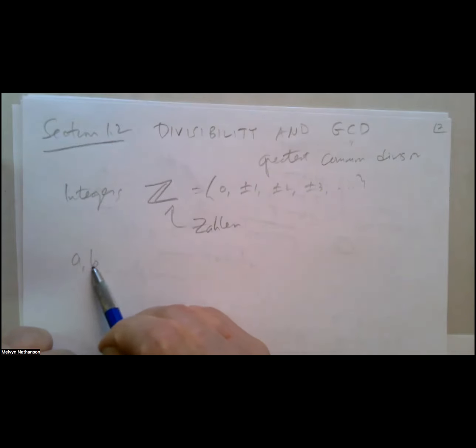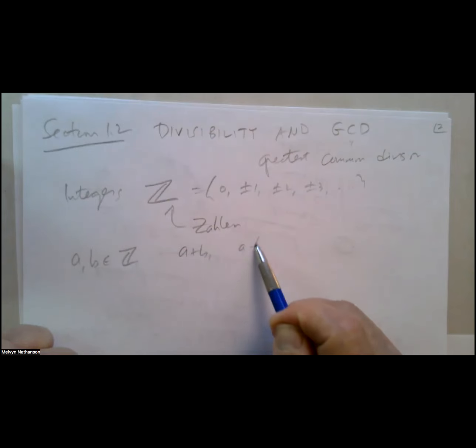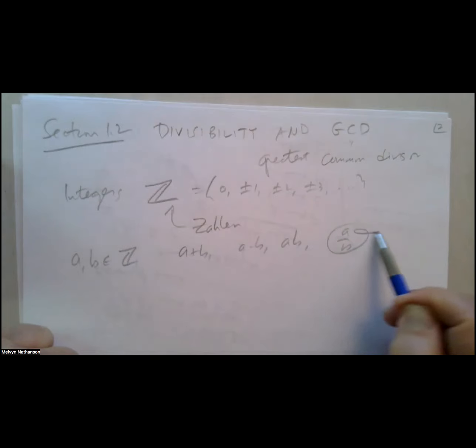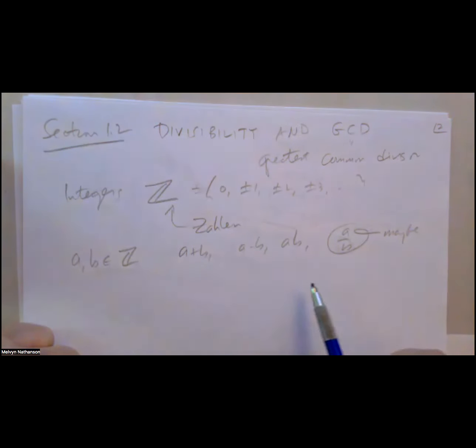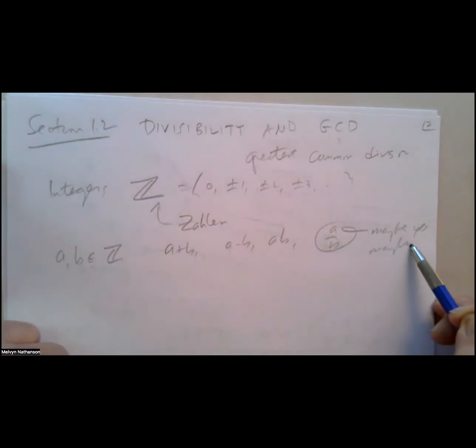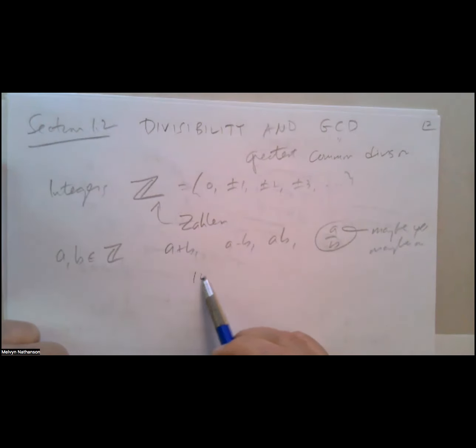And if you have numbers A and B in the set Z, you can add them, you can subtract them, you can multiply them, but you can't necessarily divide them. Maybe yes, maybe no, right? What I mean by that is if you take 1,001 and divide it by 7, what do you get? 143, I think. That's an integer. If you take 1,001 and divide it by 6, this is not an integer. When we say division in number theory, we mean division with no remainders. Fractions aren't allowed here. So this is okay, and this is not.